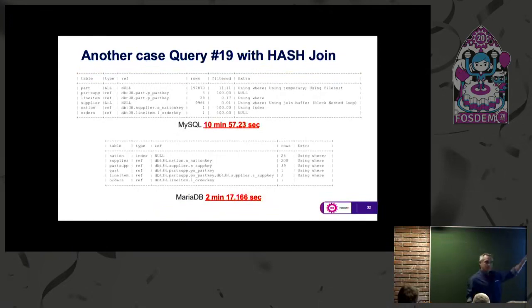There is another case that I was mentioning to you, query 19 with a hash join. In MySQL it was taking 10 minutes and 57 seconds, and in MariaDB it was taking 2 minutes and 70 seconds. But the interesting part here is if you check the plan, it's totally different. The plan from MariaDB was starting with the small table, index, and so on. The plan from MySQL was starting with the part table, using a filter, and it was not going very well.